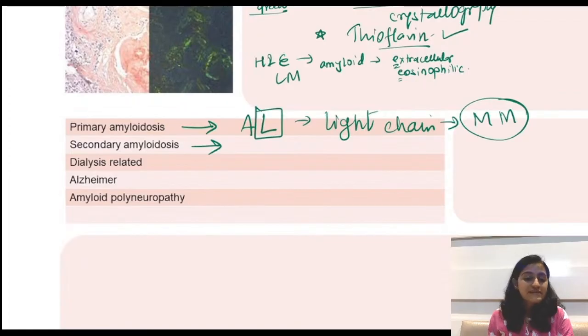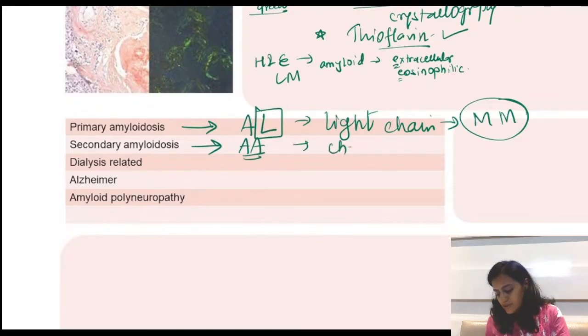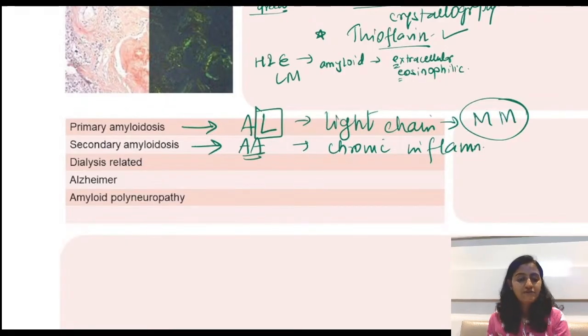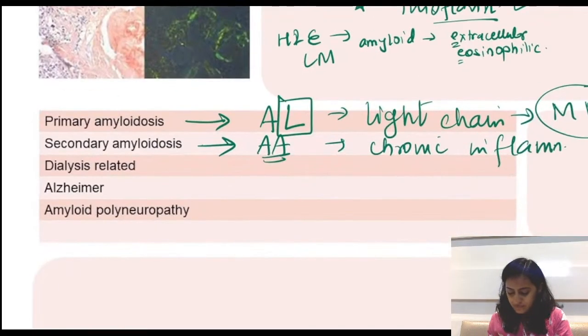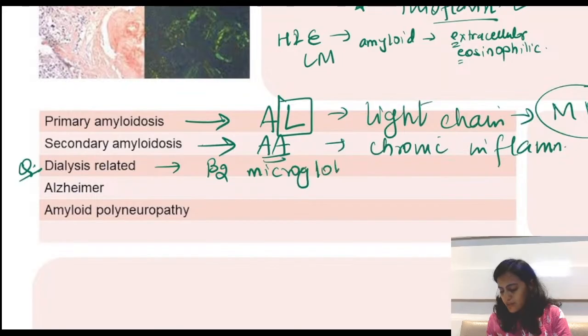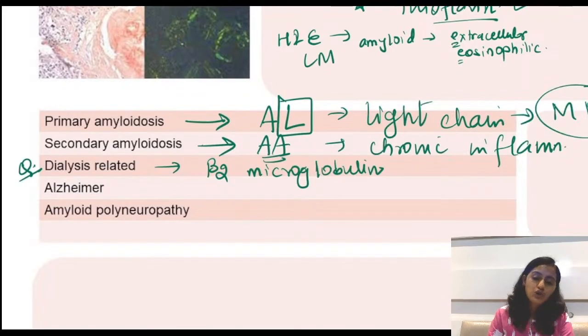Next one that you have, secondary amyloidosis. Secondary is 2 and it is 2A. So the AA subtype is what you have in secondary amyloidosis, which is associated with chronic inflammatory disorders or familial Mediterranean fever as well. So remember, secondary is AA. Dialysis related, which was asked in the recent NEET PG exam as well. Dialysis related is amyloid कौन सा वाला? Beta 2 microglobulin. It is beta 2 microglobulin that we have in dialysis related.